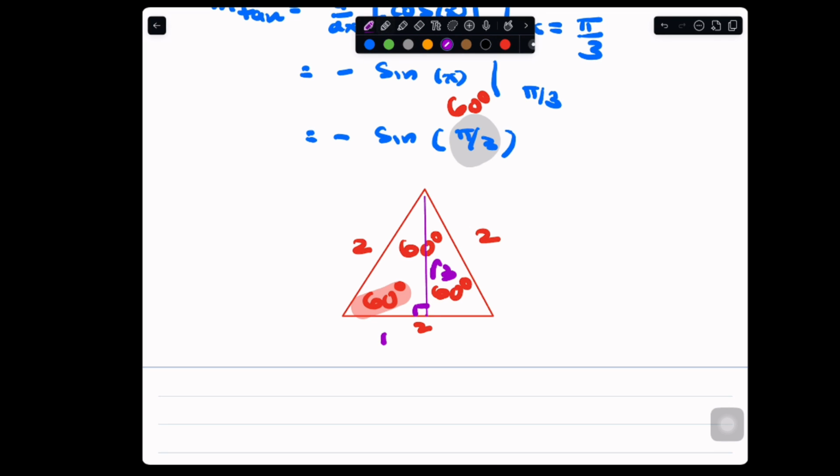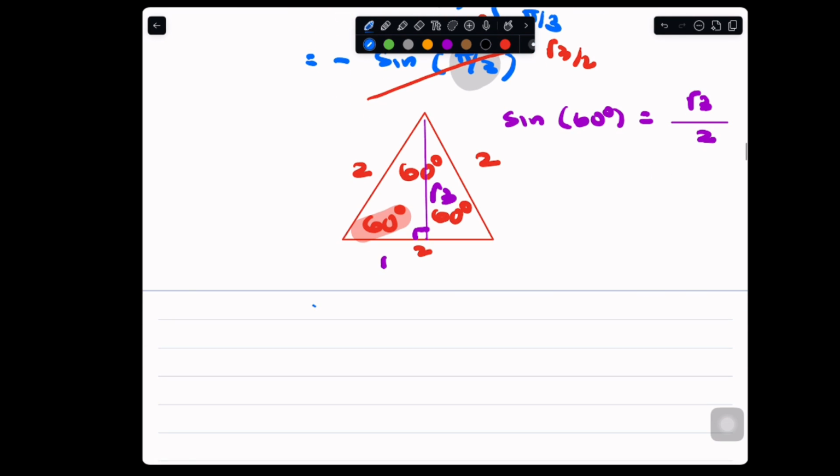I got to use that definition of sine. So sine of 60 degrees is, oh, isn't it opposite over hypotenuse? It is. And so this is going to be what number then? Square root of 3 over 2. So my final answer is negative square root of 3 over 2. This is m tangent.